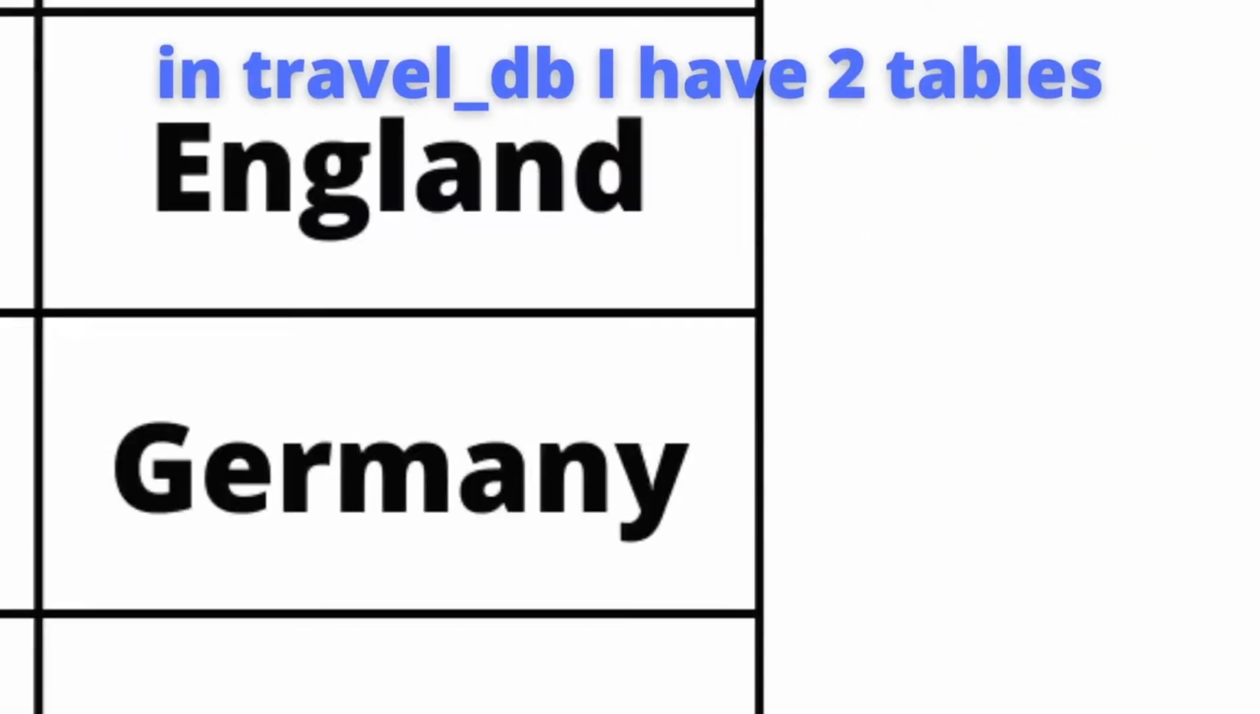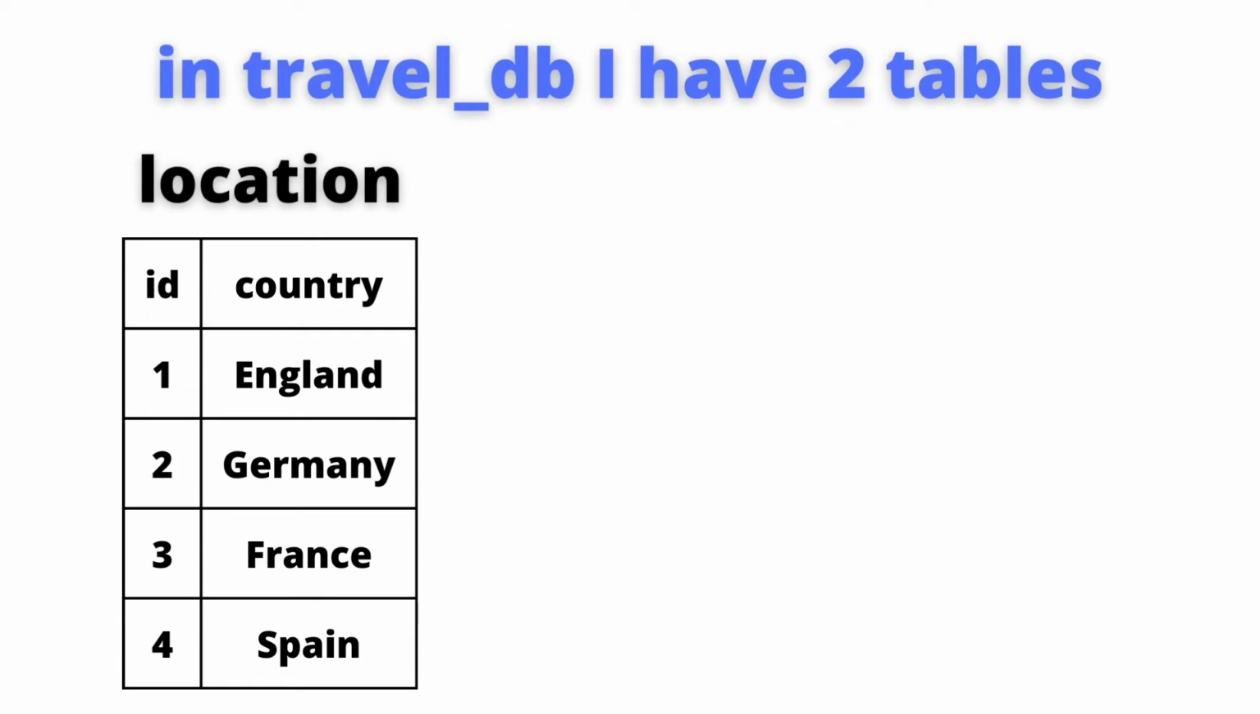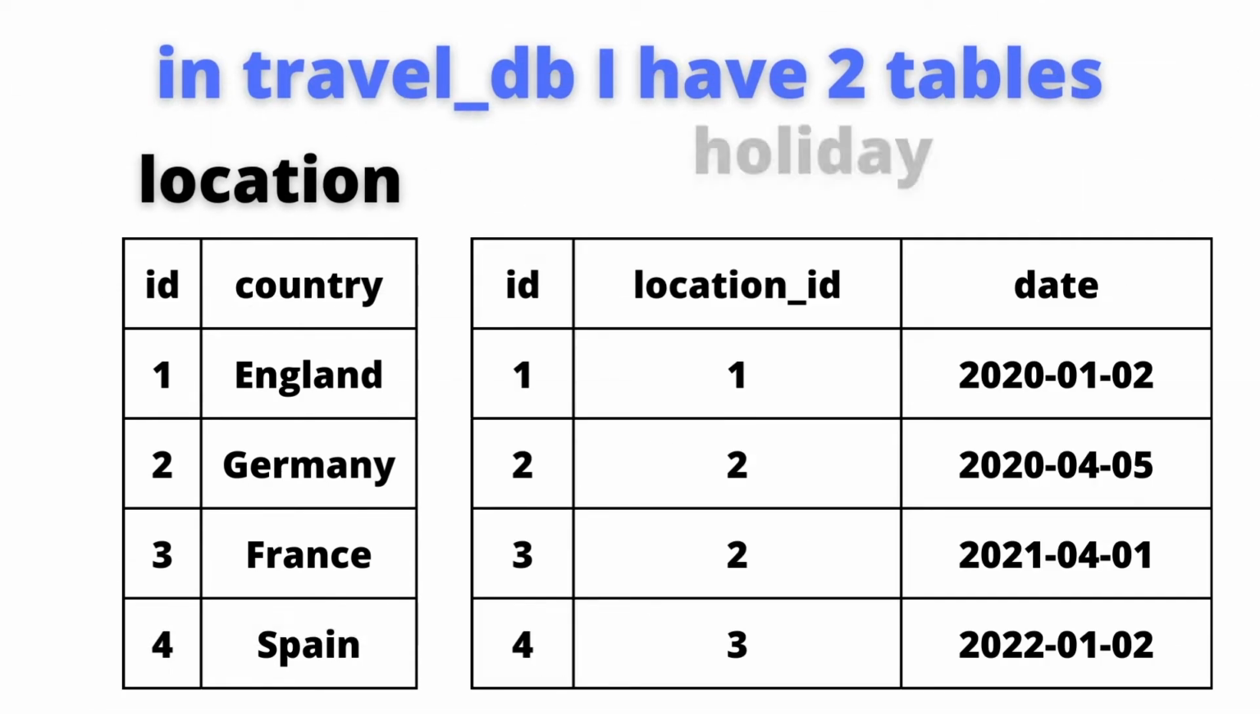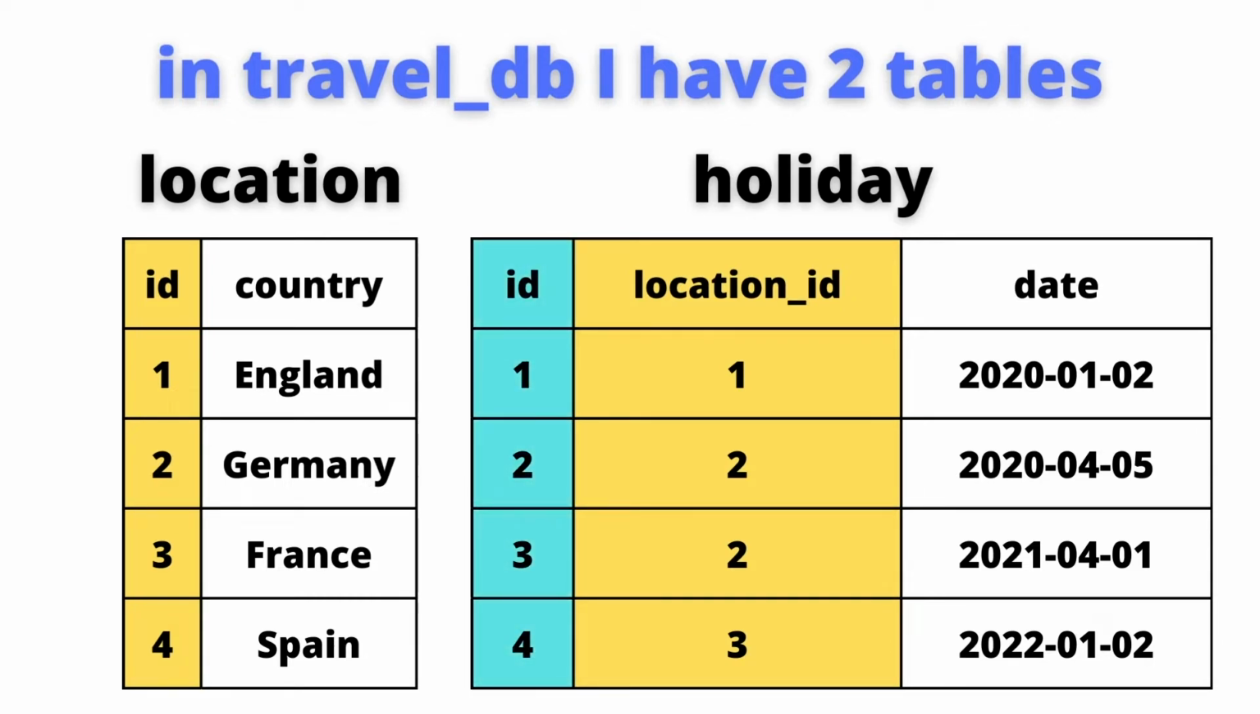In TravelDB, I have two tables, a location table with an ID field and country field, and a holiday table with an ID field, location ID field, and date field. ID within location is its primary key. Location ID within holiday is a foreign key which links back to location ID field. ID within holiday is its primary key.